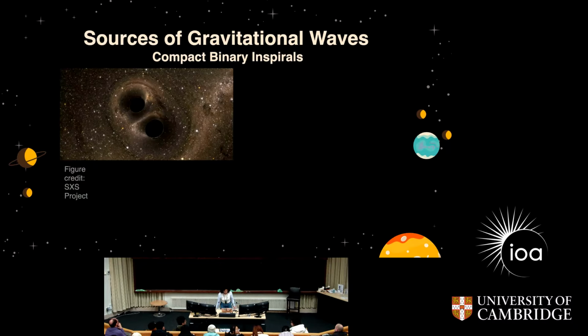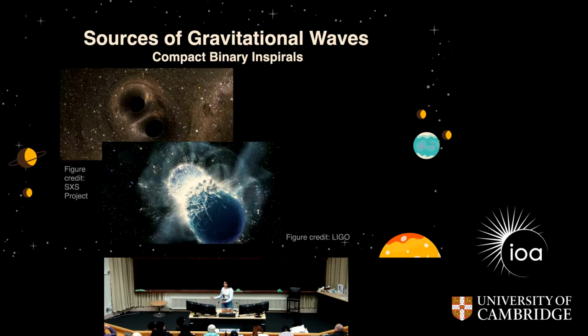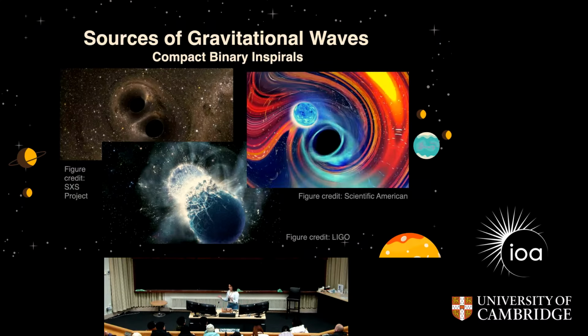So a typical example of this is two black holes going around each other. Or you can have two neutron stars. These could be really cool because not only do you have the gravitational waves that are emitted, but you can also have a lot of electromagnetic light, as you can imagine, because they're not black like black holes. Or you can have a combination of the two, so one black hole merging with a neutron star.